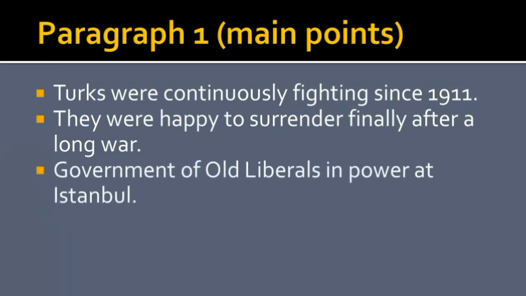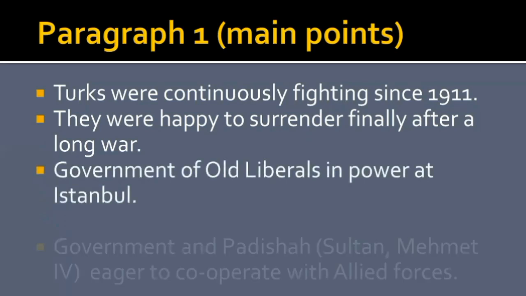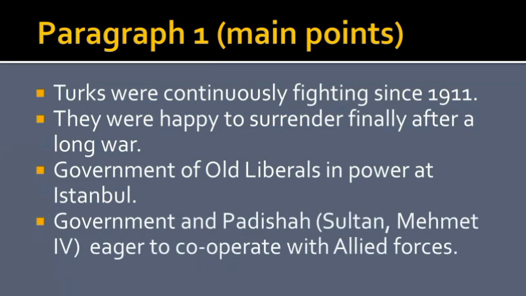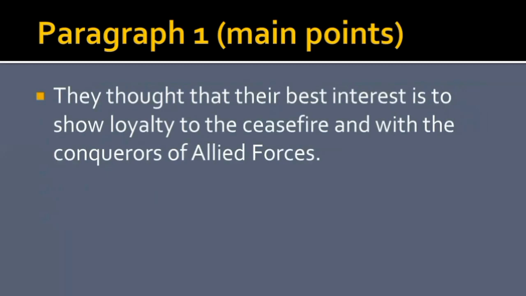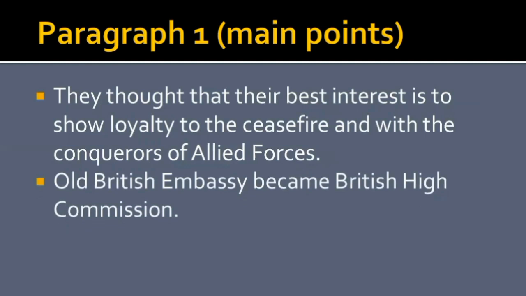Government of old liberals in power at Istanbul. Government and Padishah, Sultan and Mehmet Vor, these are the titles of the same person, the ruler of Turkey at that time. Government and Padishah eager to cooperate with allied forces. Why? Because they thought that their best interest is to show loyalty to the ceasefire and be with the conquerors of allied forces. Old British Embassy became British High Commission.